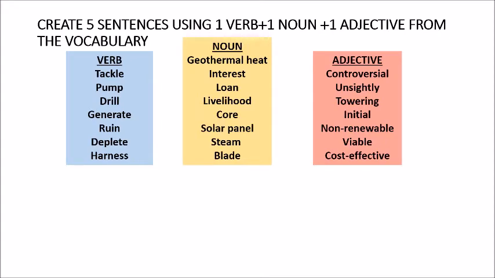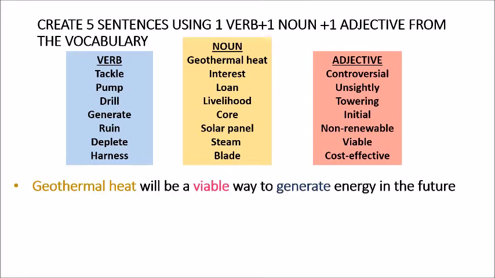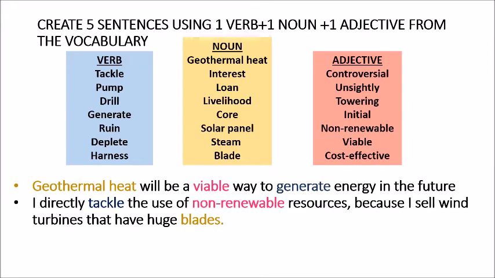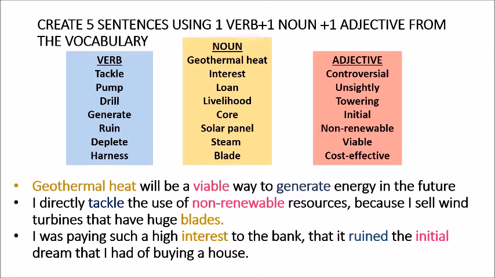Now in this exercise, you had to create 5 sentences using 1 verb, 1 noun, and 1 adjective from the vocabulary. So remember that you could repeat any of these in some of your sentences, but preferably not too many. So let's look at the first one. We had the example that we gave last class: geothermal heat will be a viable way to generate energy in the future. Another example would be, I directly tackle the use of non-renewable resources because I sell wind turbines that have huge blades. The next one: I was paying such a high interest to the bank that it ruined the initial dream that I had of buying a house. So remember that these 5 sentences have to be written in your FCE notebook as evidence of your work.